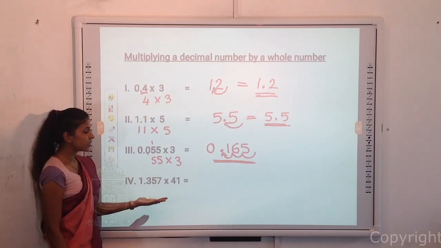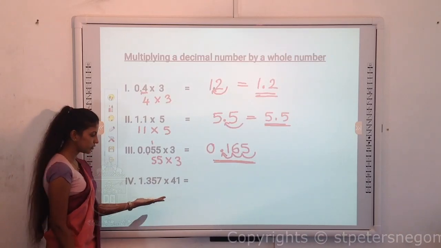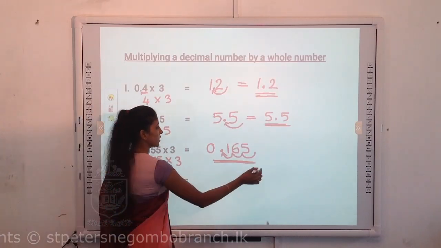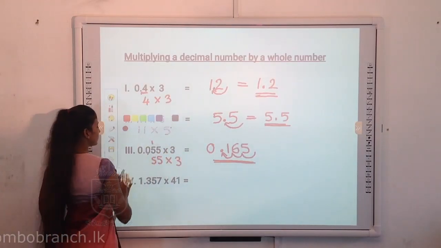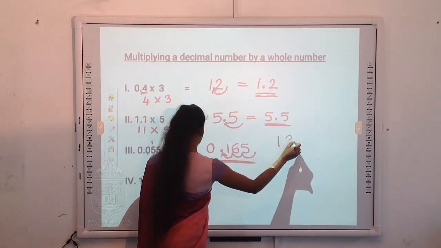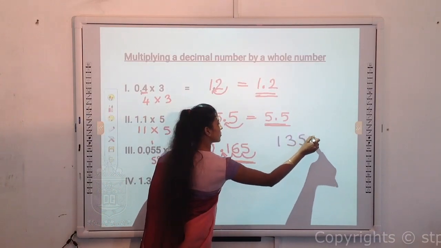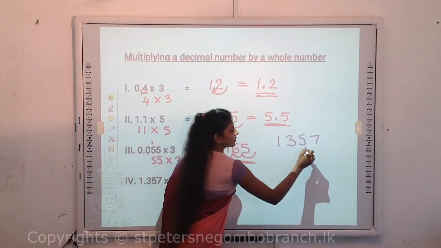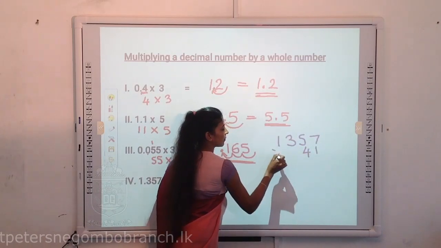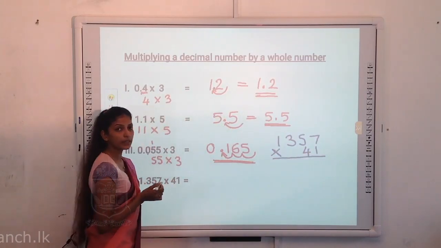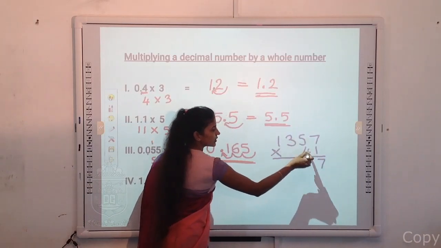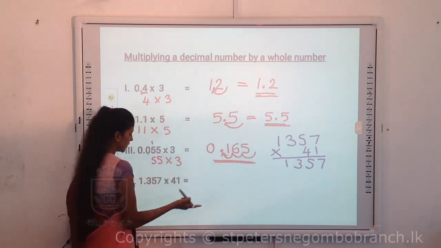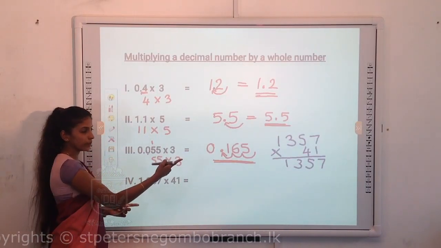So the next number is a little bit large, so I'm going to multiply it separately and show you how to do that. Neglect the decimal point. You can consider this as 1357 multiplied by 41. So let's multiply. First we are going to multiply by 1. 1 times 7, 7. 1 times 5, 5. 1 times 3, 3. 1 times 1, 1. So you all can see I didn't consider the decimal when I am multiplying.